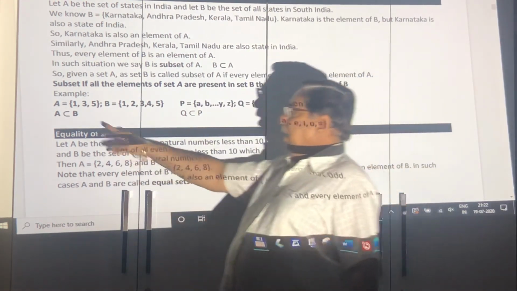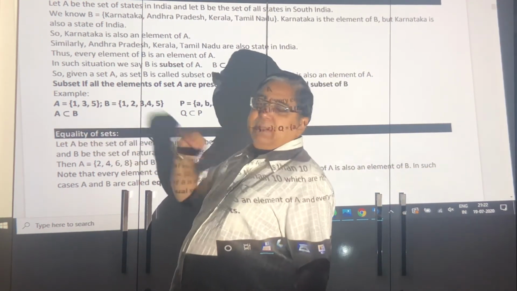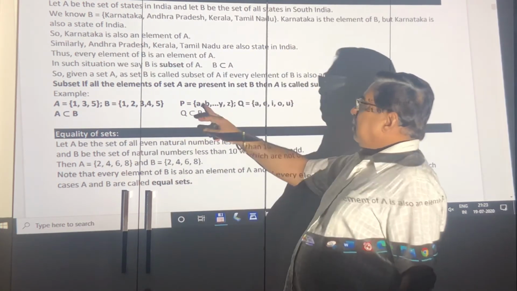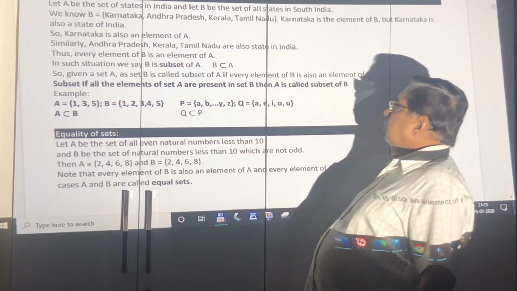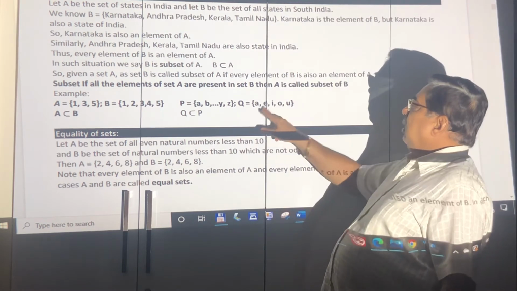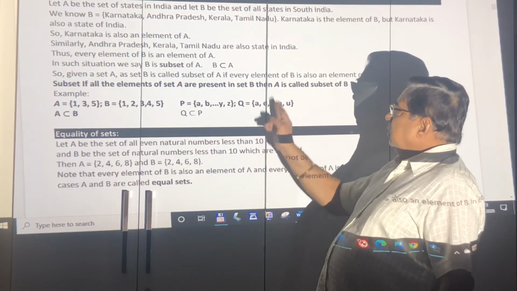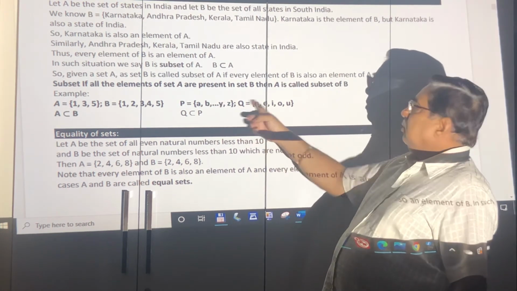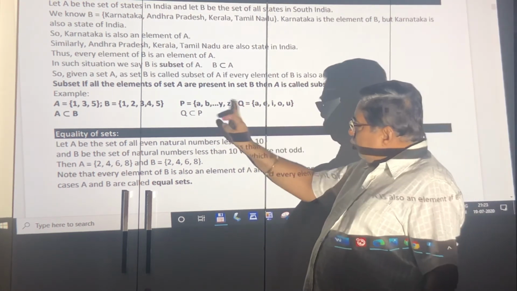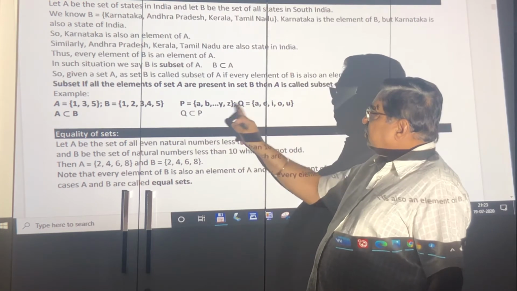Okay? So, A is a subset of set B. P, A, B, all. And from that, I have A, E, I, O, U. So, when I see that, A is there, E is there, these are full alphabets. Okay, U is there. So set Q is a subset of set P.